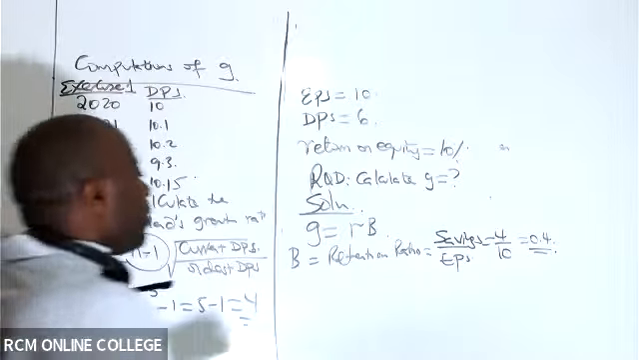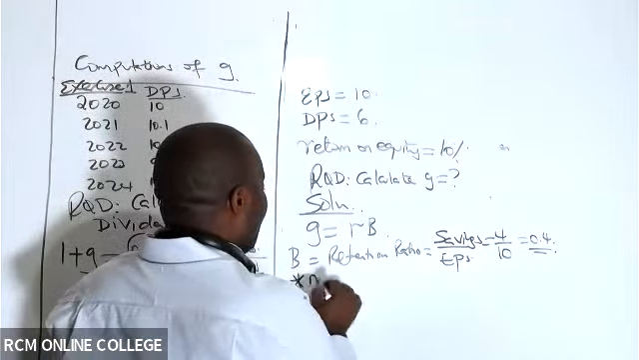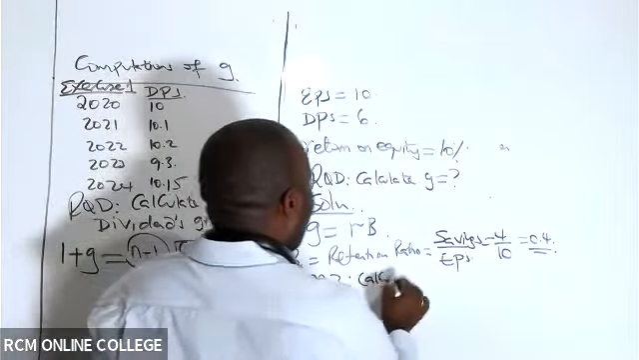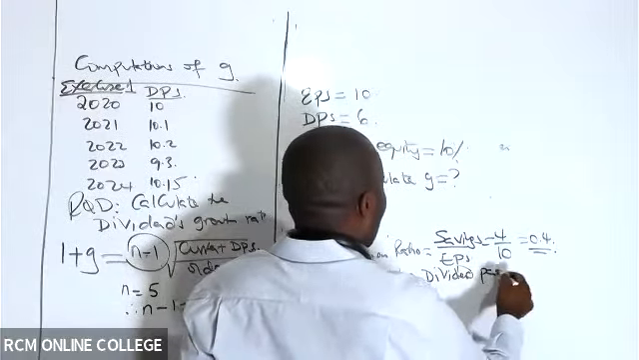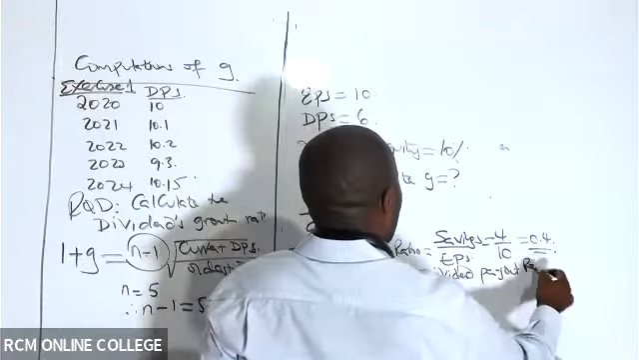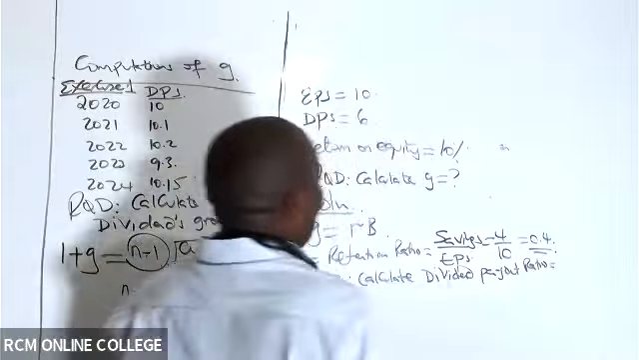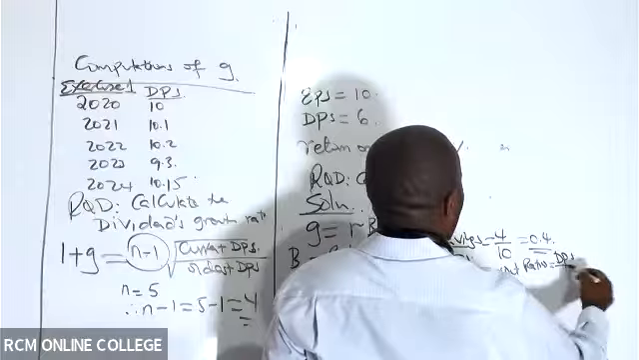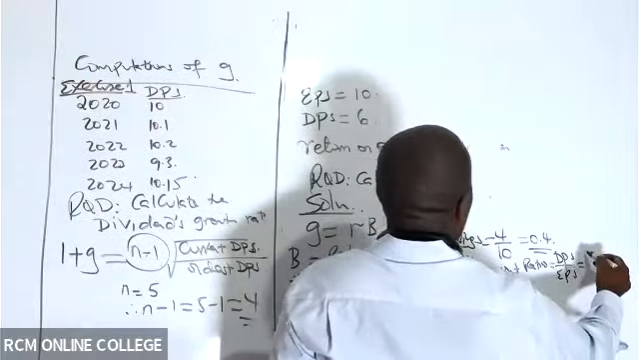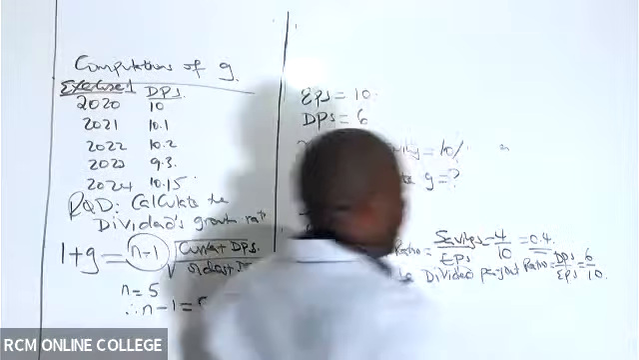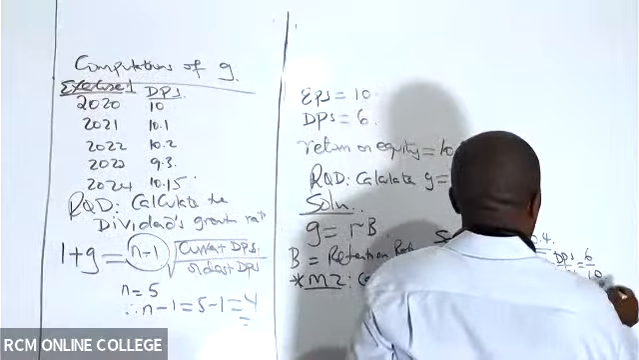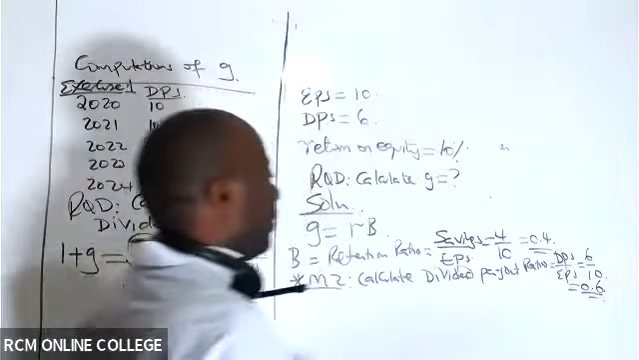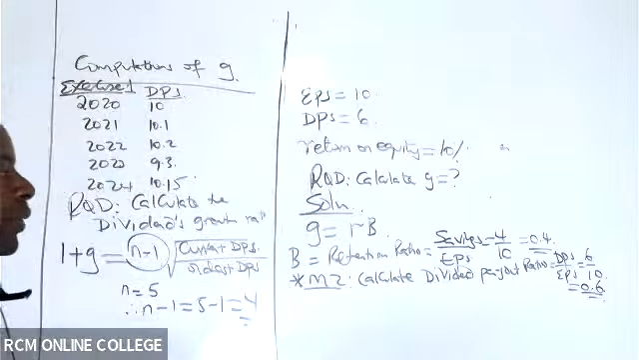Somebody may tell you method 2, that you first calculate the dividend payout ratio. How do we get the dividend payout ratio? We normally take DPS over EPS. So the DPS here is 6 over EPS of 10. So 6 over 10 will end up giving me 0.6. So the dividend payout ratio will be 0.6.